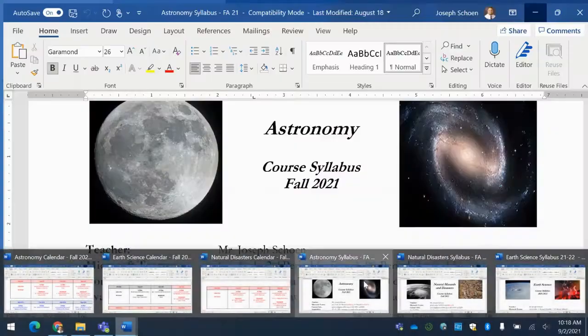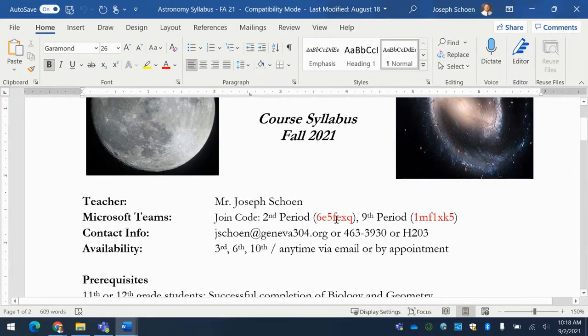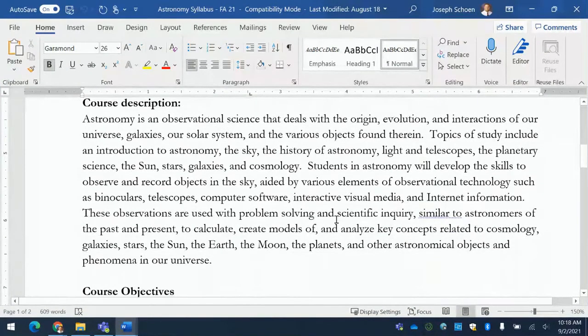I did want to talk briefly too about what we're covering in each class. In my astronomy class here, we'll be covering a look at the sky. We'll be looking at the history of astronomy. We'll go into planetary science. We'll look at light and telescopes, stars and galaxies. So a good slate of information here for the semester in astronomy.